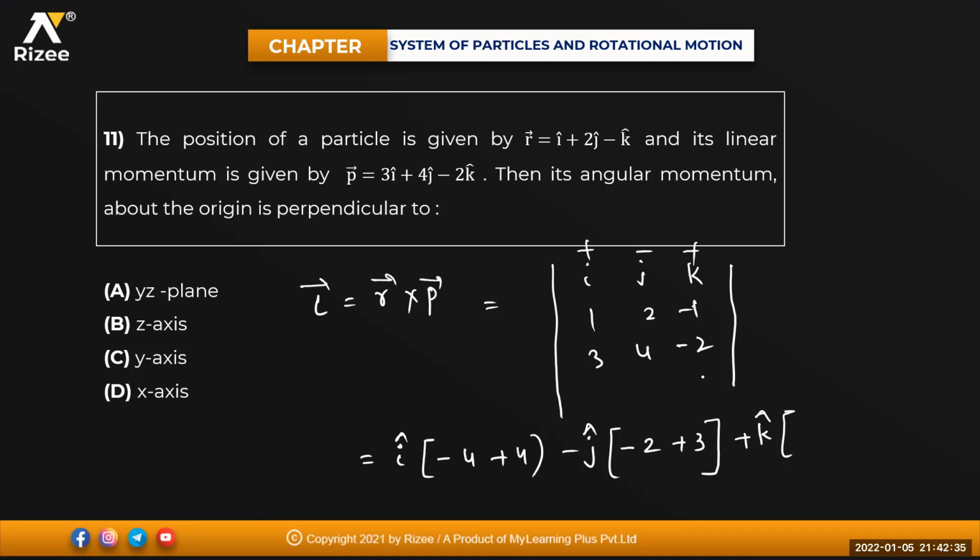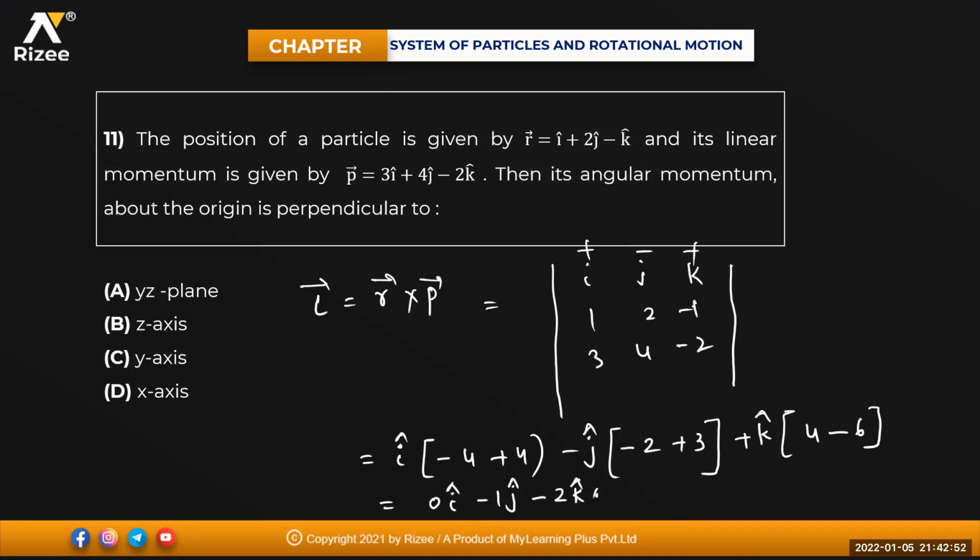Close the k column and cross multiply. 1 into 4 is 4, 2 into 3 is 6. So that will give me how much? Minus 4 plus 4, that will become 0 i cap. This will become minus 1 j cap. This will become minus 2 k cap.